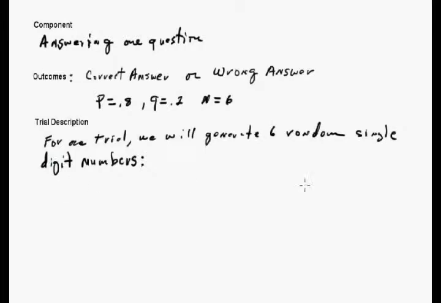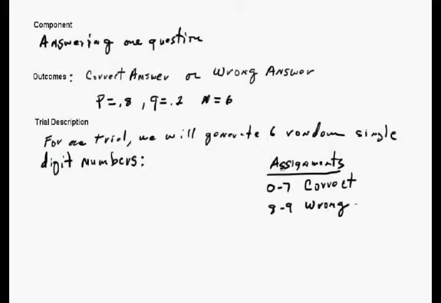So let me just say here, assignments. I'm going to say from 0 to 7 is a correct answer. Okay, and I'm going to say from 8 to 9 is a wrong answer. I could say from 1 to 8 is correct, but then I would have to say 0 and 9 are wrong. So there's more than one way of doing it, so be my guest, do what you want.